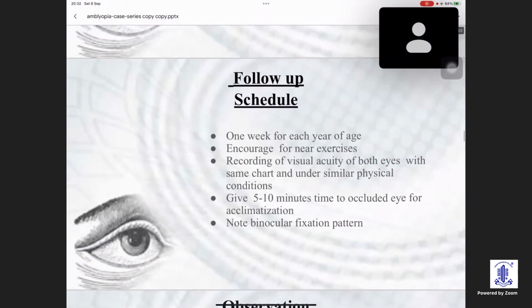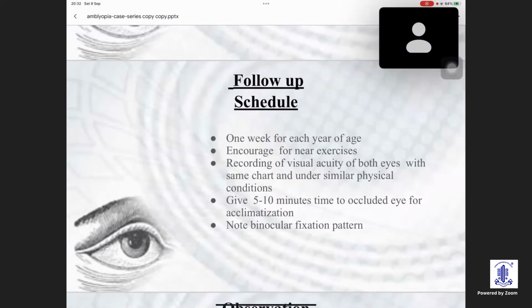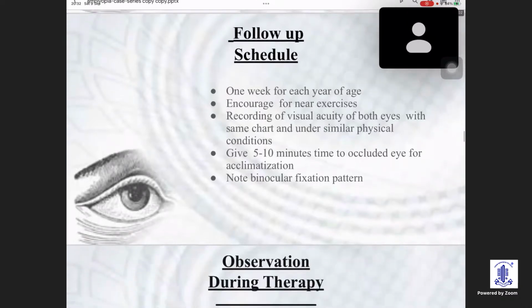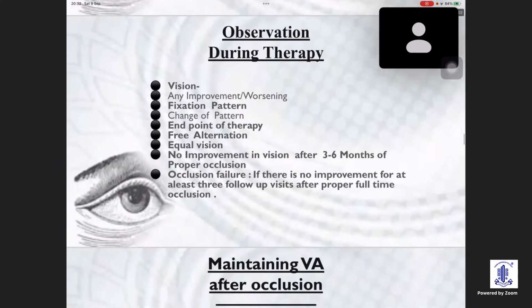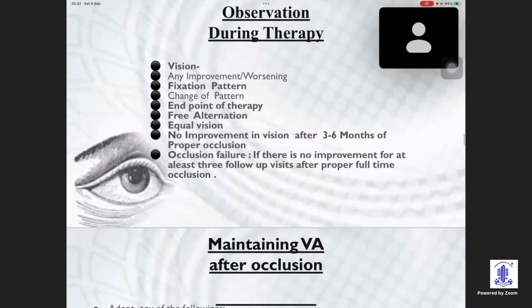Follow-up schedule is 1 week for each year of age. You have to encourage the child for near exercises, and recording of the visual acuity of both eyes with the same chart and under similar physical conditions has to be done. Give the child 5 to 10 minutes for acclimatization and binocular fixation pattern. We have to see whether there is any improvement or worsening of the vision, any change of the pattern, and the end point of the therapy is free alternation and equalization of vision.